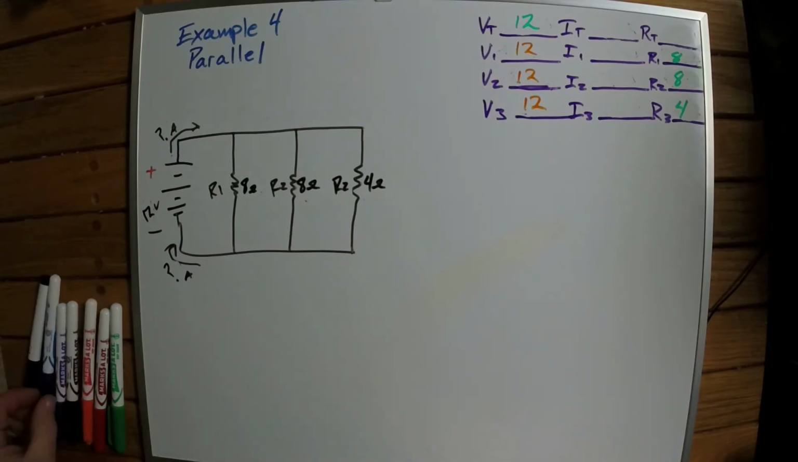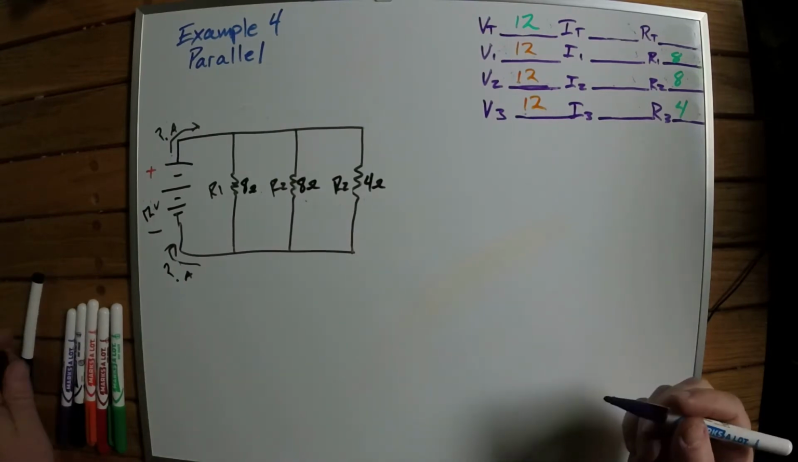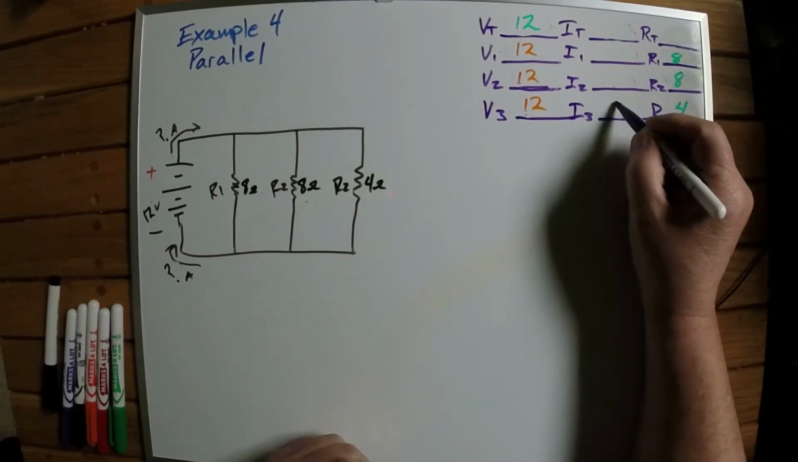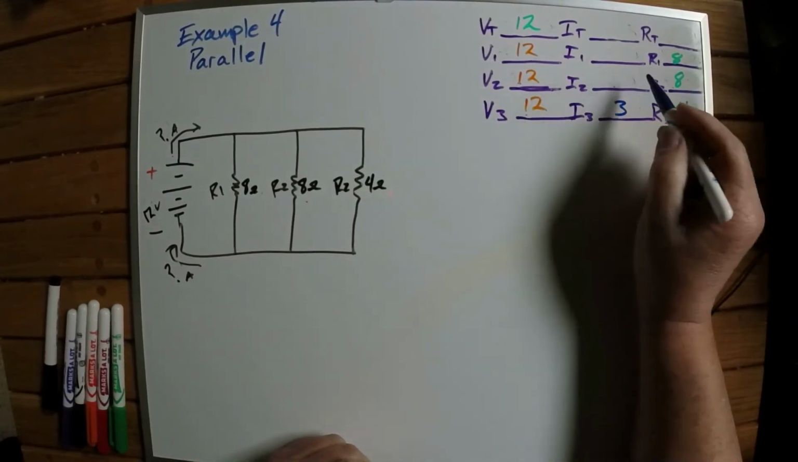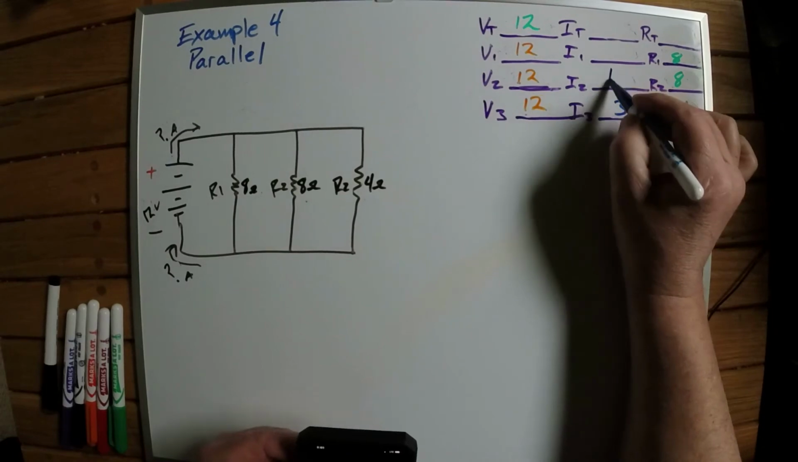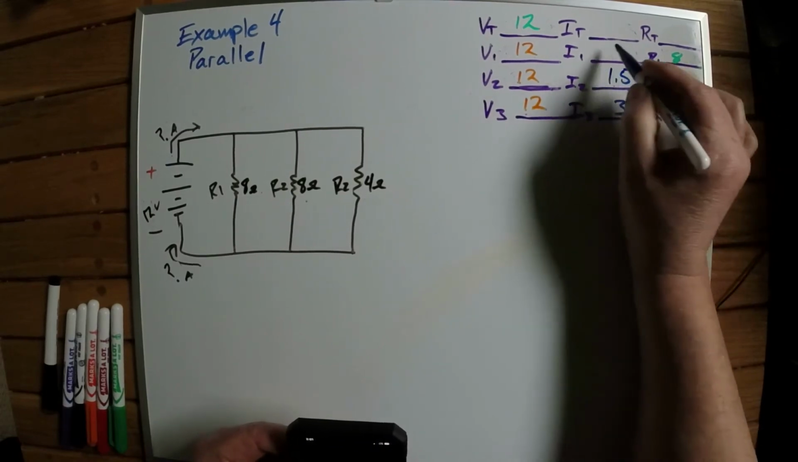So if we use Ohm's law, we can start here at the bottom. 12 divided by 4 is 3, and 12 divided by 8 is going to be, I'm not a huge math whiz, so I'm going to bust out my calculator here real quick. So 12 divided by 8 gives us 1.5, and that's the same over here.